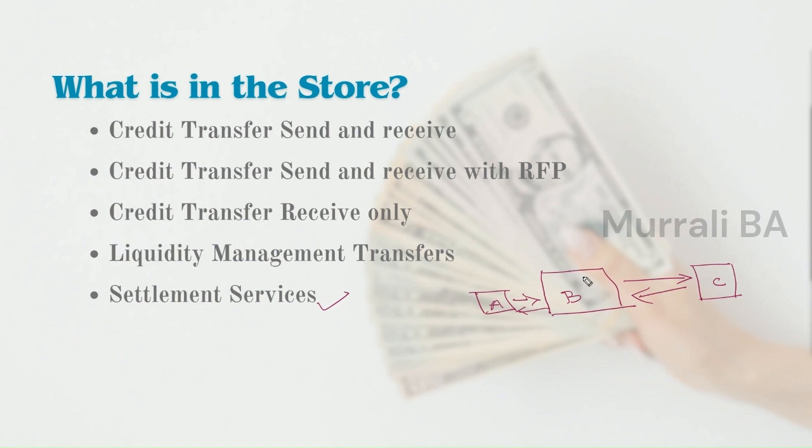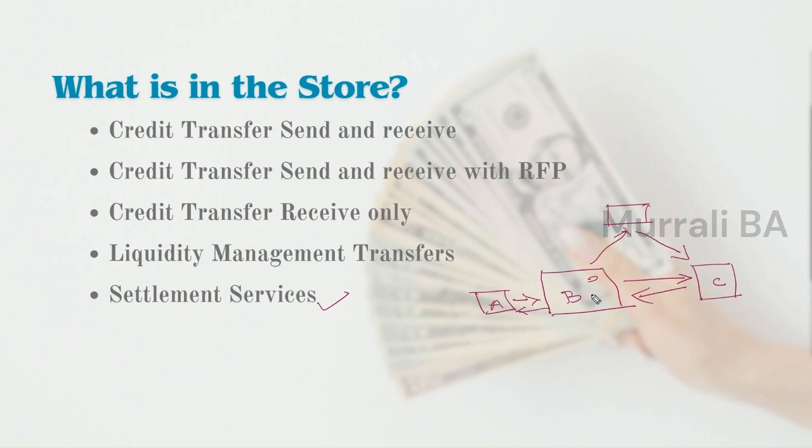So here the settlement will happen using the B bank's account. We saw that, right? In the Federal Reserve, B bank will hold the account, and that account will be debited, and eventually the amount will be credited to the C bank. So that's how the settlement will happen.